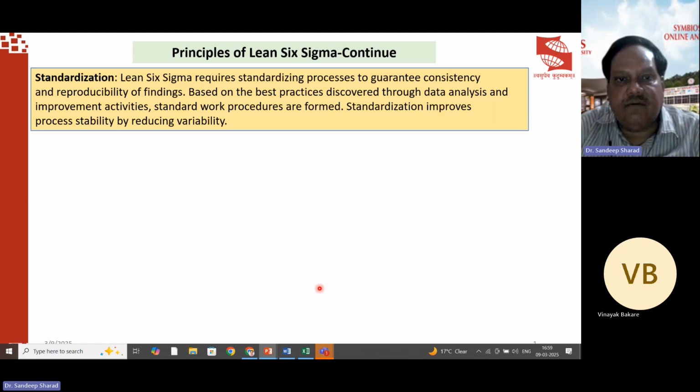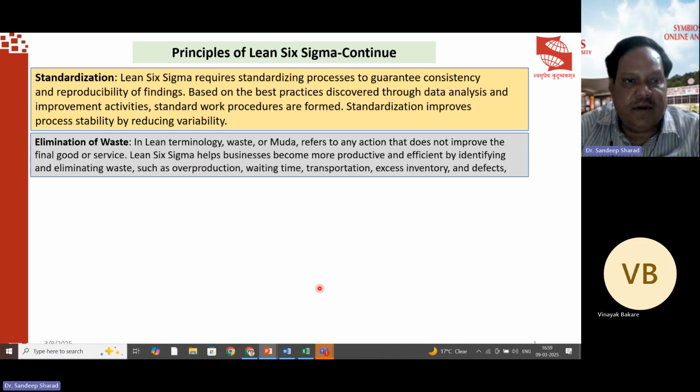Standardization: Lean Six Sigma requires standardizing processes to guarantee consistency and reproducibility of results, based on best practices discovered through data analysis and improvement activities. Standard work procedures are formed. Standardization improves process stability by reducing variability.